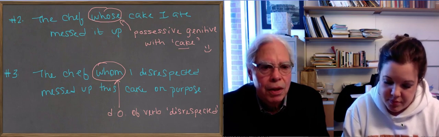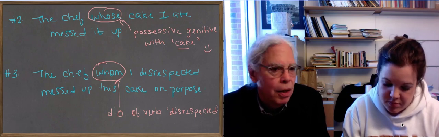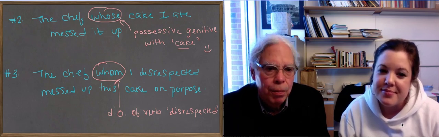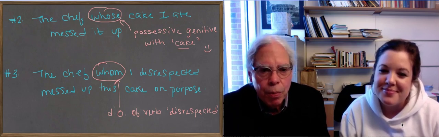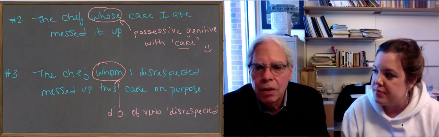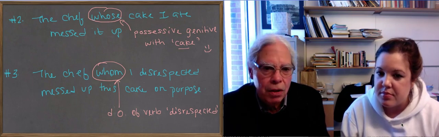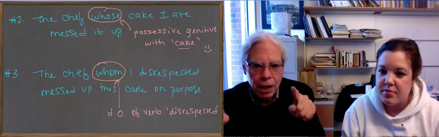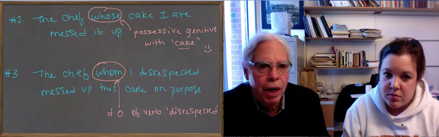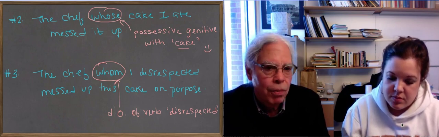That it refers to. And the last example is whom, which is the accusative case of who. So the chef whom I disrespected, in that case, messed up this cake on purpose. The whom is the object of the verb disrespected, right? So you can see you can do any of the three things that these three case endings want, and it's all happening inside the relative clause. That's the determiner of the case of the pronoun, okay? Who, whose, or whom. All right, so now let's move on to the way it works in ancient Greek.